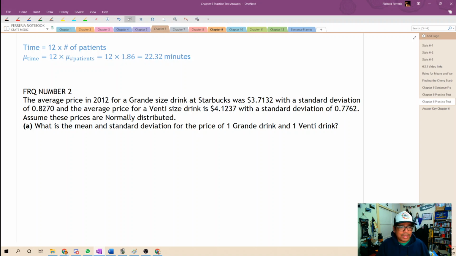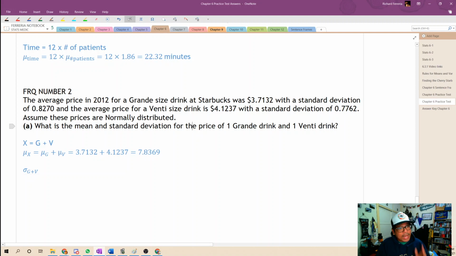Now this is just the same kind of question about combining two random variables. My random variable x is just the grande plus the venti. So the mean of x is just going to be equal to the mean of grande plus the mean of venti. So 3.7132 plus 4.1237, so $7.8369.